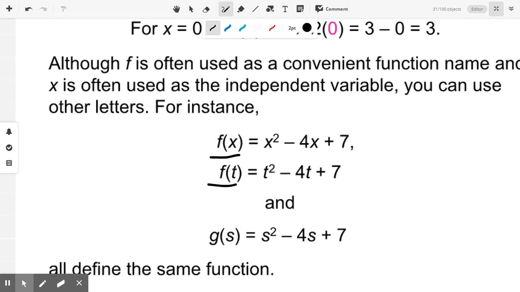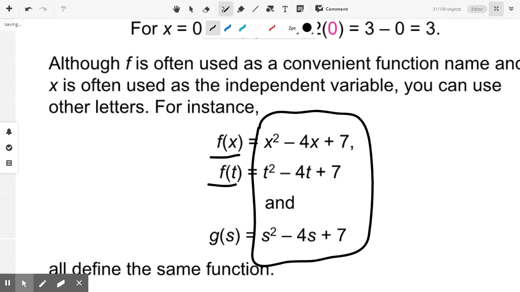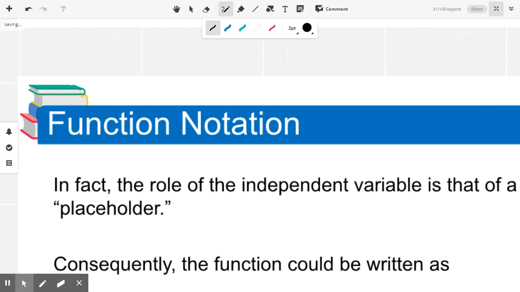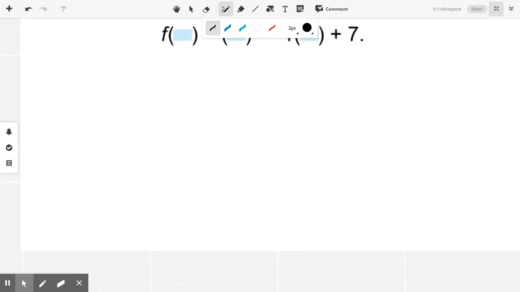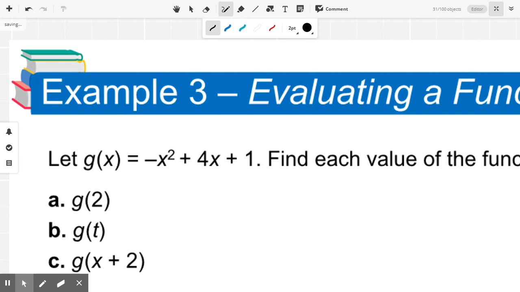Okay. Notice these are all the exact same function. They've just changed the variables. Okay, nothing to get alarmed about there. All right. Right, it's a placeholder. I'm not going to go over that. We've got that. All right.